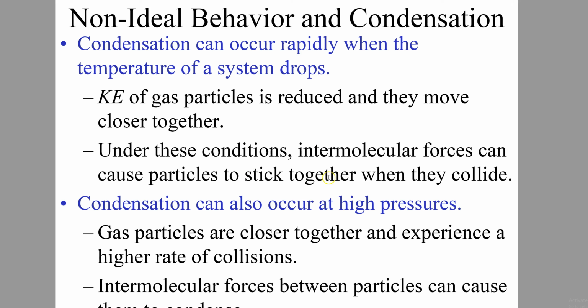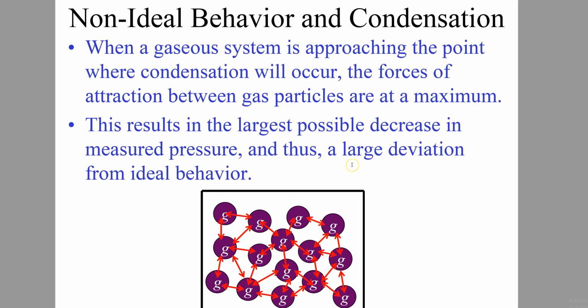So again, kind of going back to this idea of interactions between gas particles. When a system is approaching the point where condensation will occur, the forces of attraction between gas particles are at the maximum. And that kind of makes sense, right? So if we take a look at this picture, you can kind of see that these gas particles are all touching each other. As they touch each other, they get a lot stickier. And this usually means that they're going to decrease the pressure and thus a larger deviation from ideal gas.